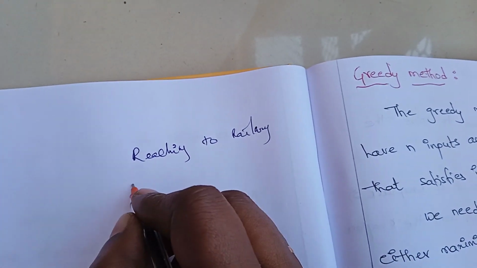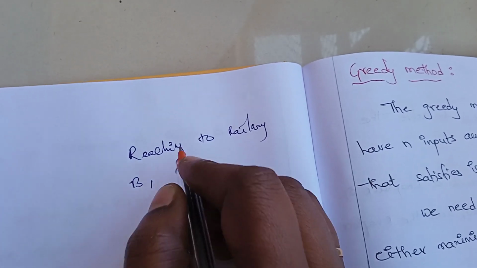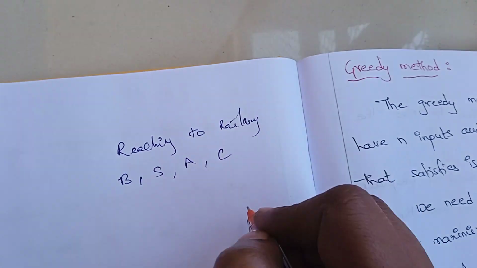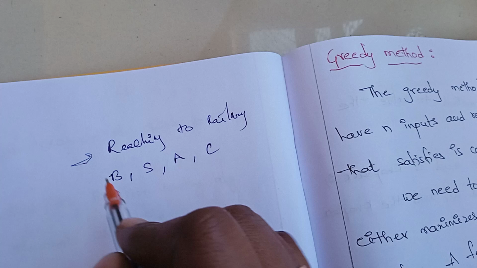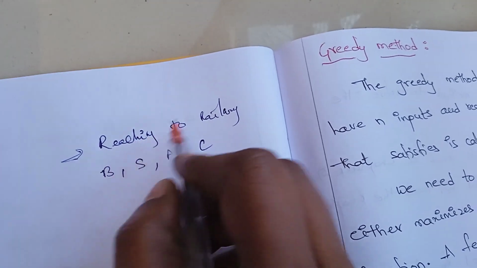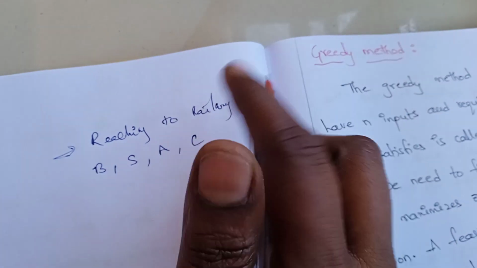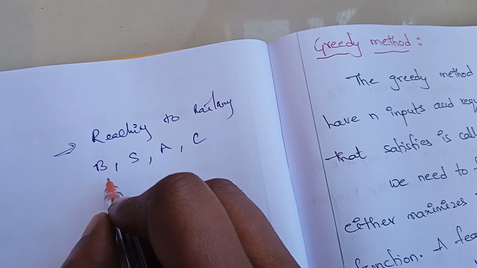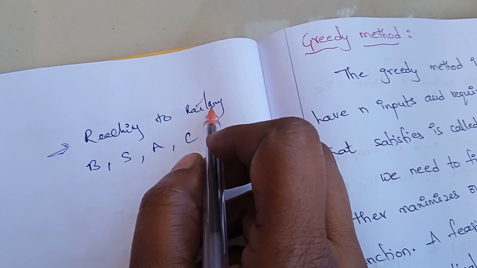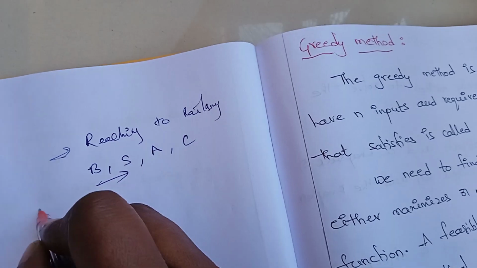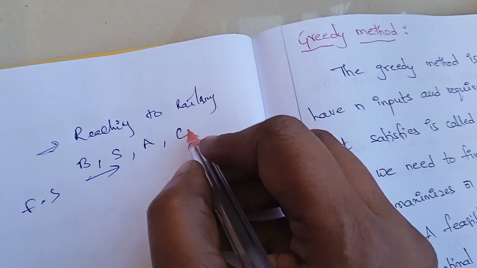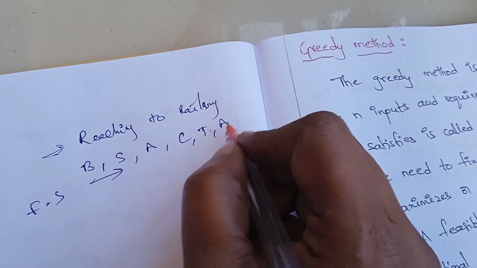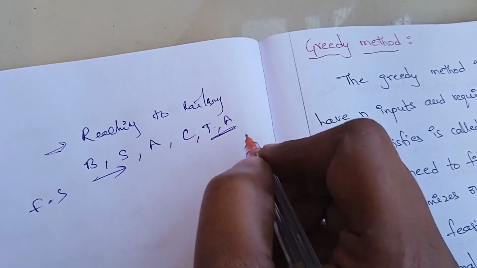So I can go by bicycle, I can go by scooter, I can go by auto, I can go by car, right? So this is my problem. My problem is I have to reach the railway station at a certain point of time. So I use all these transport availabilities to reach the railway station. So all these things are called feasible solutions. If I add here something like train or aeroplane, these won't come under feasible solutions.